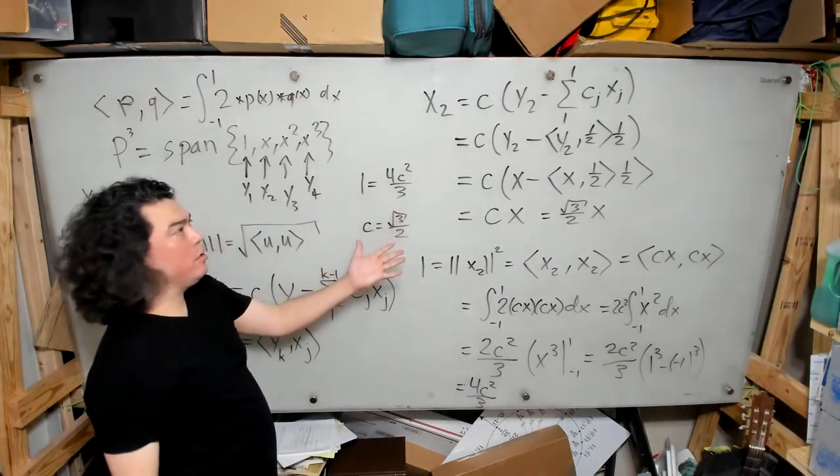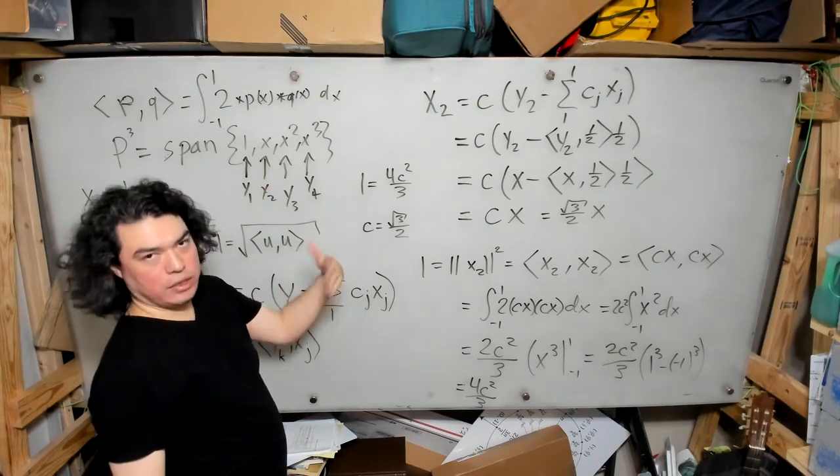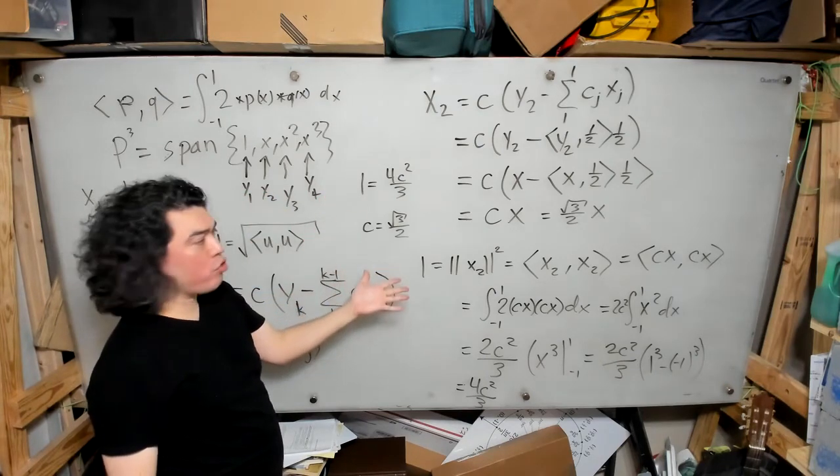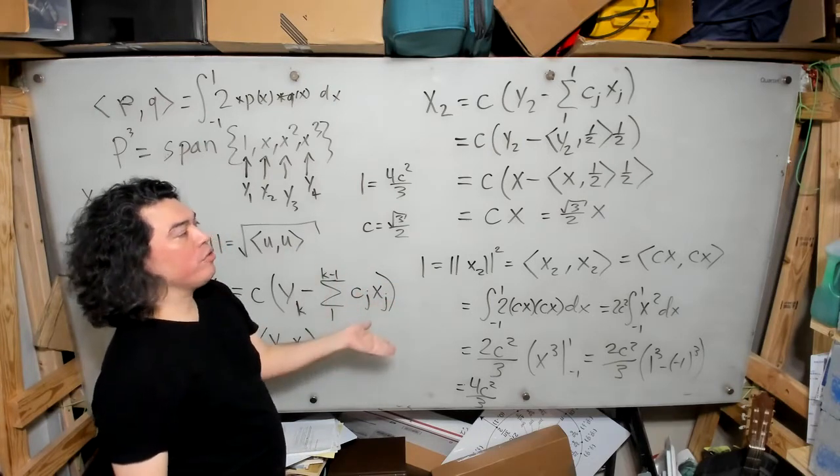And there you have it. The second component of our orthonormal basis, given by the Gram-Schmidt procedure here, is the square root of 3 over 2 x.